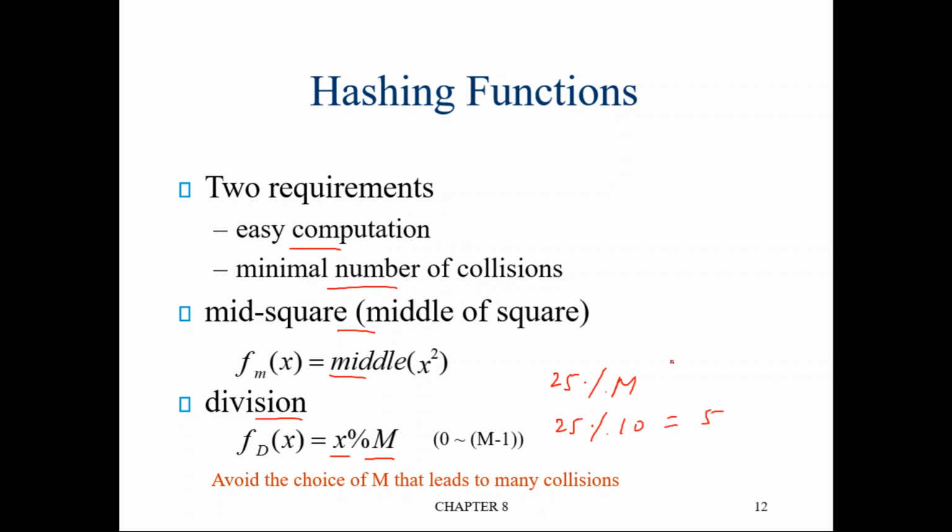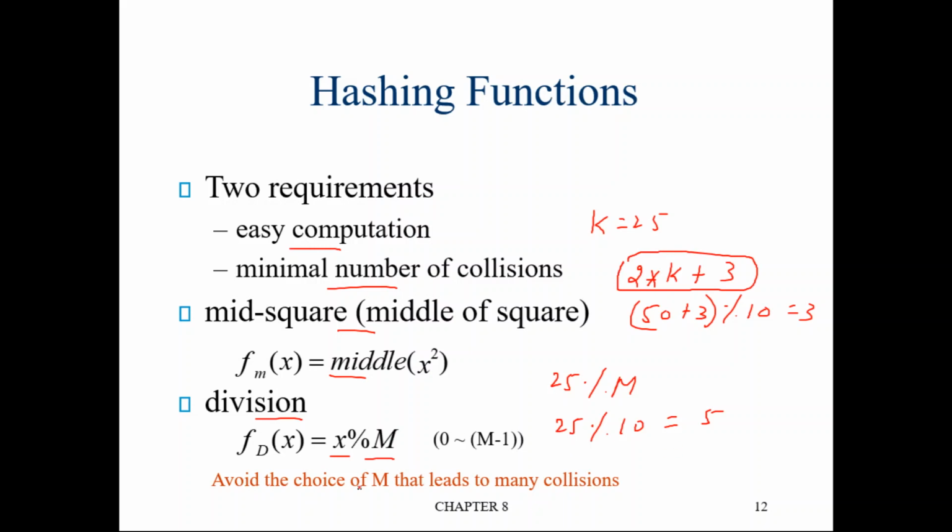Or sometimes you may be given a function like 2 into k plus 3. In that case, whatever the key is, if the key is 25, multiply 25 with 2, that is 50. 50 plus 3 is 53. Now 53, you do modulo 10. 53 modulo 10 is 3. If this type of function is given, then you have to follow this technique, right?